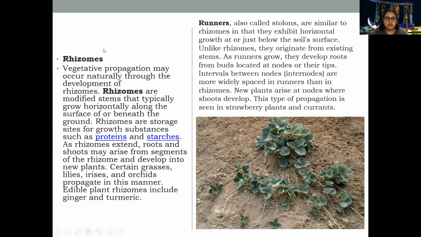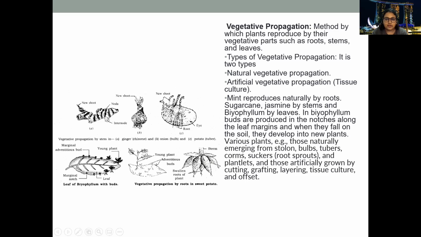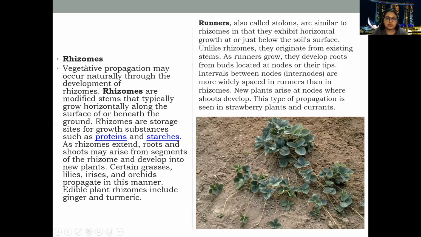So in case of natural vegetative propagation, there are so many processes. One is rhizome formation. What happens in this vegetative propagation? This may occur naturally through the development of rhizomes. So what are rhizomes? Rhizomes are modified stems that typically grow horizontally along the surface of or beneath the ground.